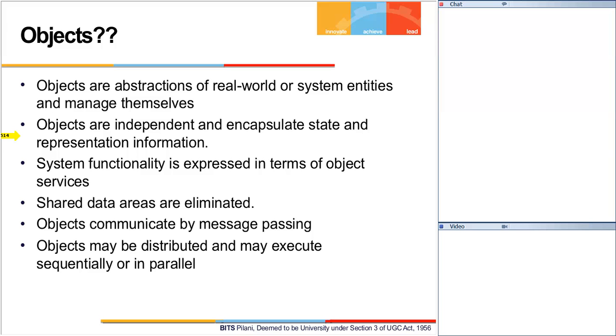Shared data areas are eliminated, right? So this is very important. When we talk about an object-oriented paradigm, there is no sharing of data in the sense that there is not a common pool where everybody can read data from and write to. So every data is encapsulated in an object. There is data passing between the objects, as limited by the interface provided by the various objects, right?